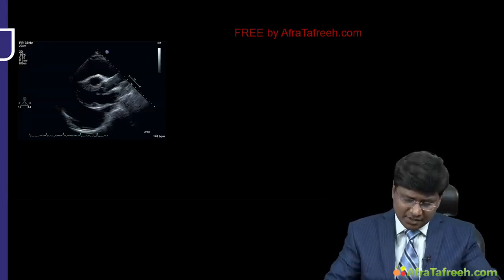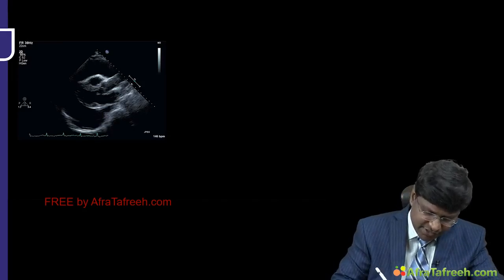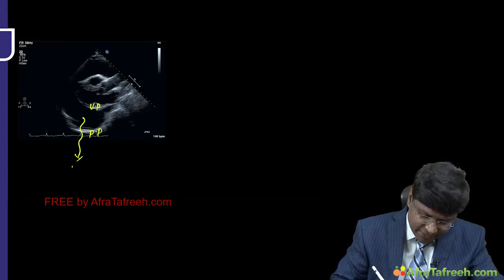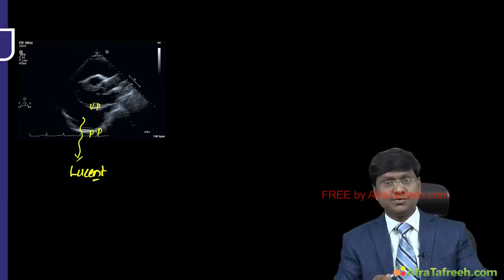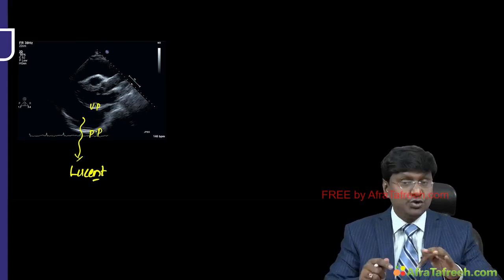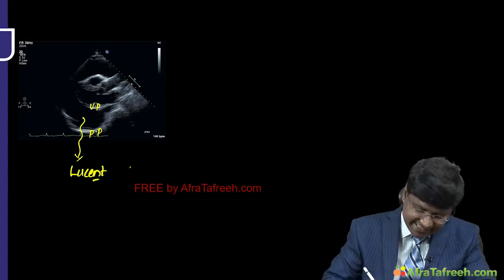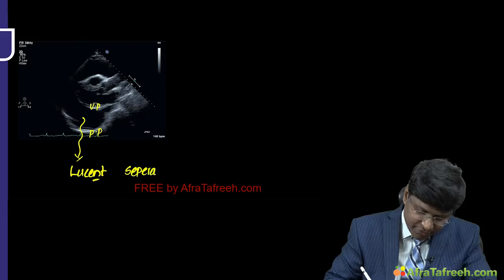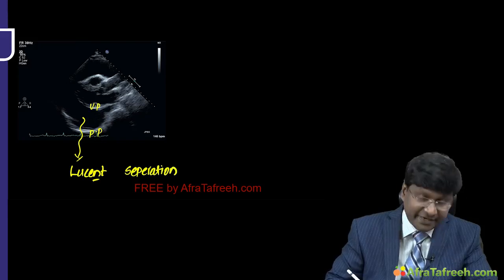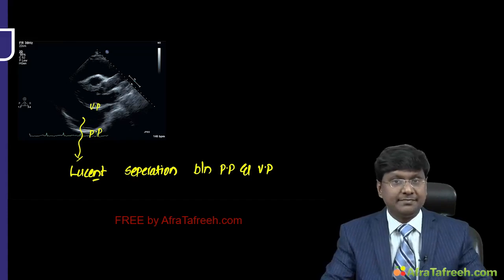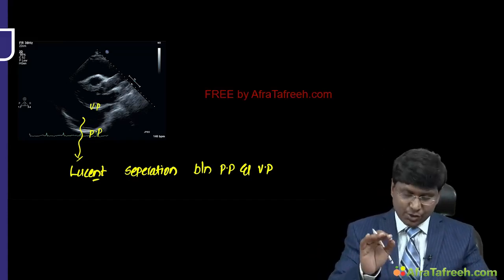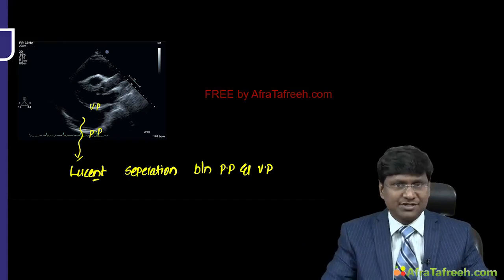Now, apart from that, the thing that you will notice is, see, this is the visceral pericardium and this is the parietal pericardium and this is the lucent area, right? So, this view is nothing but parasternal long axis view. In the parasternal long axis view, you will be able to observe the lucent separation between the parietal pericardium as well as the visceral pericardium, right? Throughout the entire cardiac cycle, you will be able to observe that lucent separation, okay?